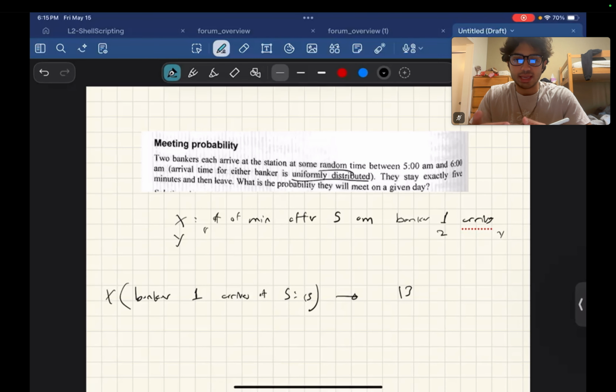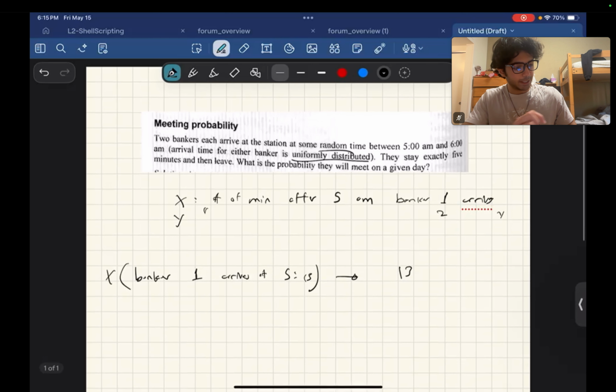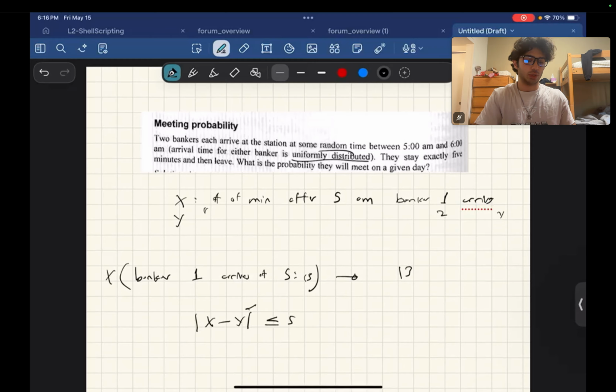So we want the gap between these random variables to be less than or equal to 5. Because if banker 1 arrives at 5:10, then banker 2 can arrive at any time between 5:05 and 5:15, because then at some point they'll overlap, even for a second. So we're trying to find the probability that the absolute value of x minus y is less than or equal to 5. This is like their distance, and the absolute value means we don't have any negatives.